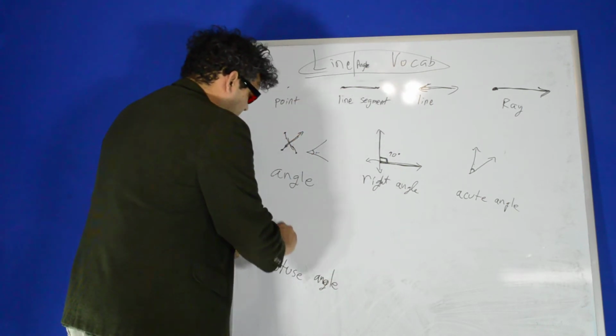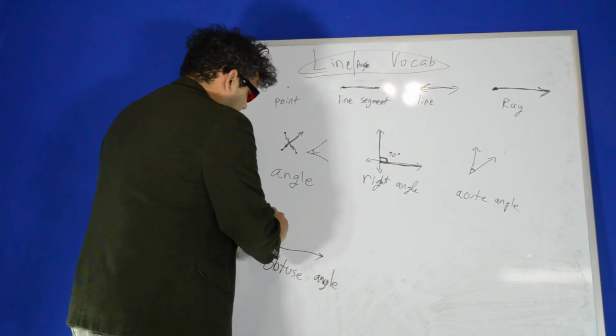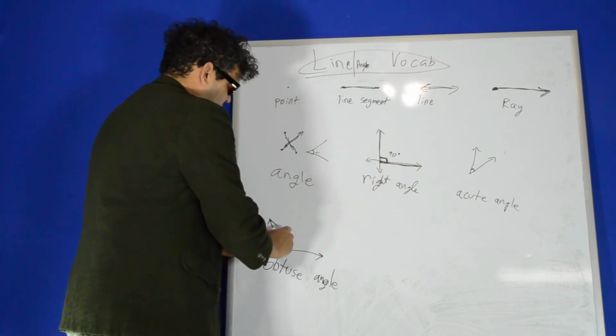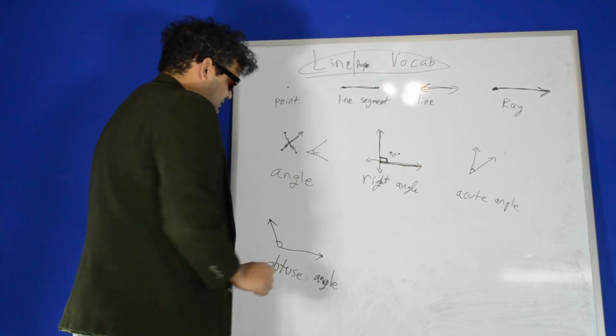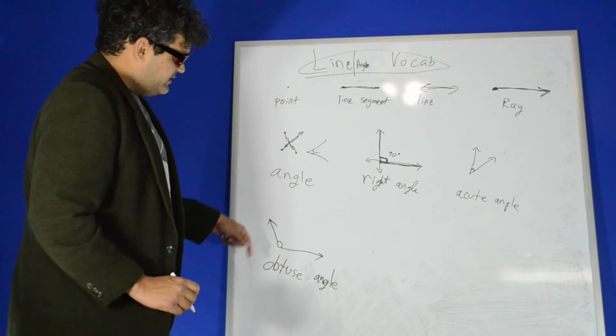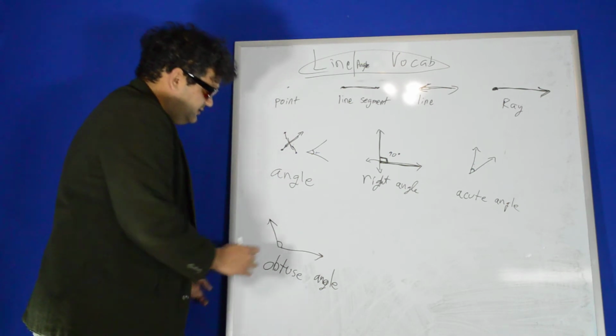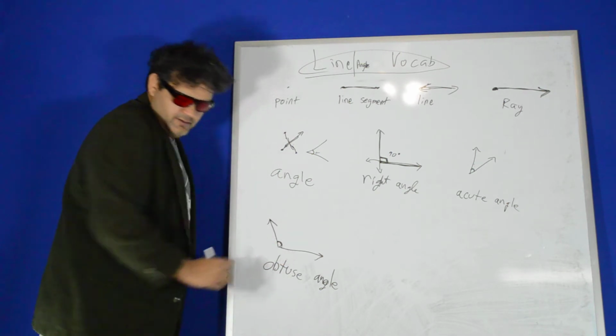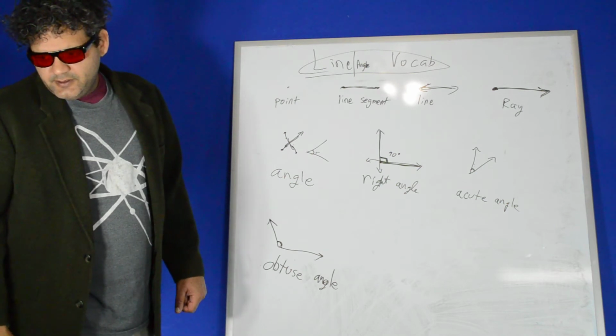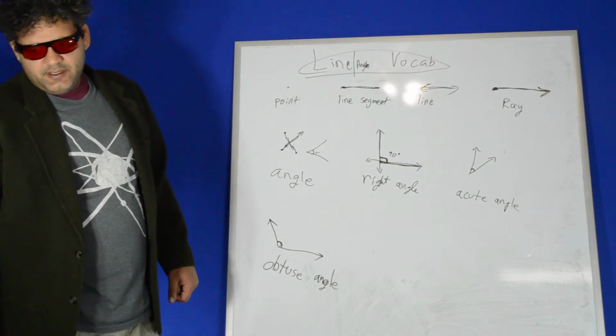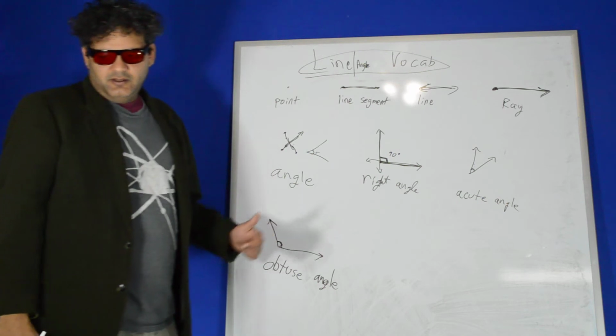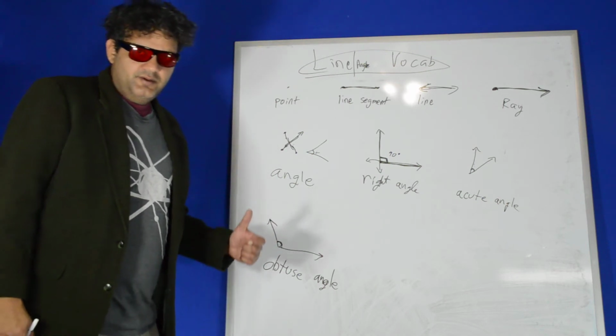An obtuse angle is just bigger than 90 degrees. And you usually put that little curl on there if you want to denote it as an angle. Next word is intersecting lines, and then parallel lines, and then perpendicular lines.